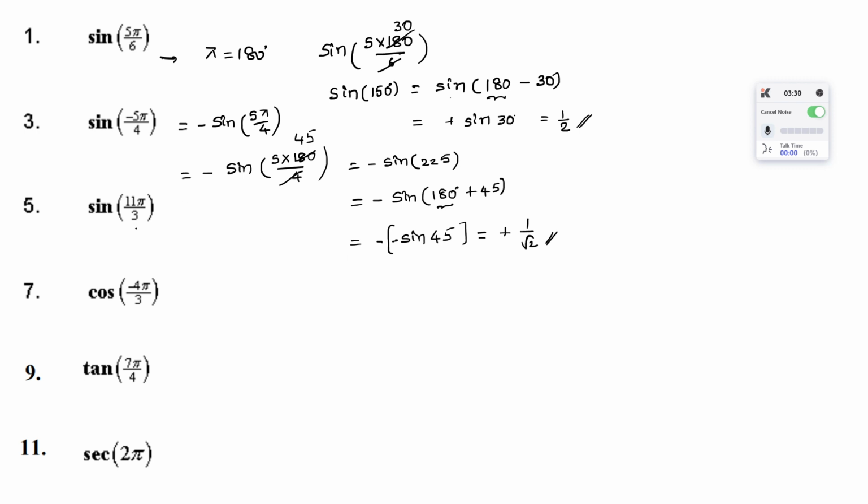Now coming to the third question, I'll do it here. Sine 11 pi by 3. Again, if you want to find the value of sine 11 pi by 3, you need to replace pi with 180. So that will become 11 by 3 into 180. So 3 1s are 3, 60s are 180, so sine 660.